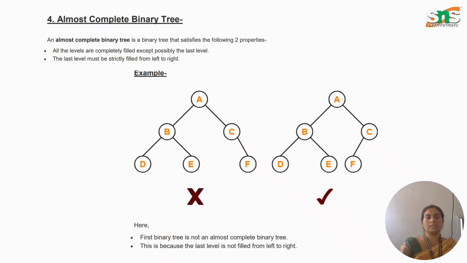In this previous diagram, C is first filled with F, which is the rightmost node. This is not the right one. First, C should fill the leftmost node, that is F. Only then should the rightmost be filled. So this is one of the errors that is focused on in the almost complete binary tree.